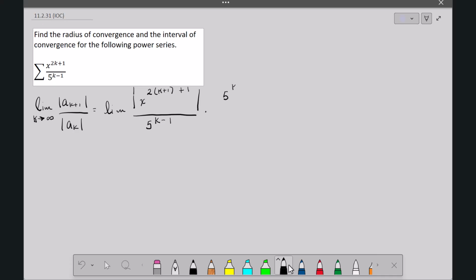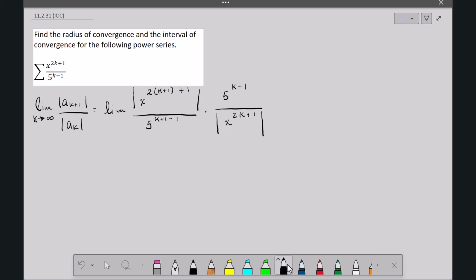Dividing by a sub k means multiplying by the reciprocal. Oops, I did one thing wrong over here. This k was supposed to be replaced with k plus 1. So it's k plus 1 minus 1. There we go. And then flipping a sub k, putting absolute values on the parts that have an x in them. So it looks like this.